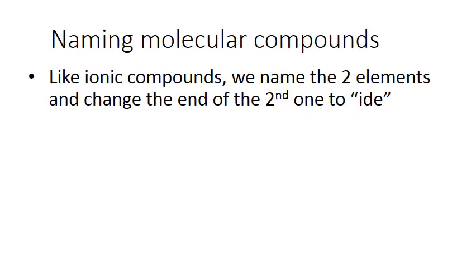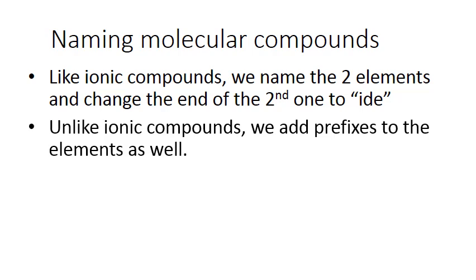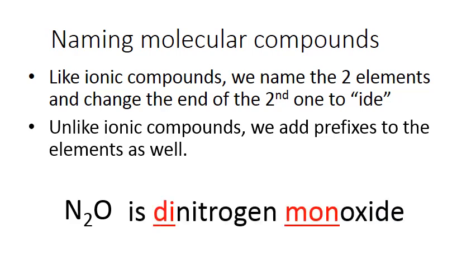So when we're naming molecular compounds, just like ionic compounds, we name the 2 elements and then change the end of the second one to "-ide". But unlike ionic compounds, we need to add prefixes to the elements as well. For example, N2O, if that was an ionic compound, it would just be nitrogen oxide. But these are both nonmetals, nitrogen and oxygen. So we know this is a molecular compound. So we need to add prefixes, and it is dinitrogen monoxide.